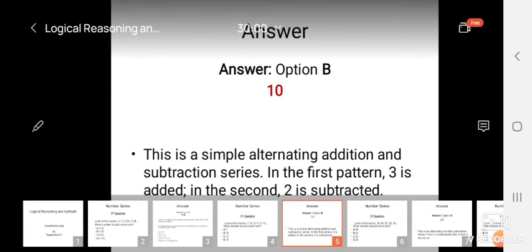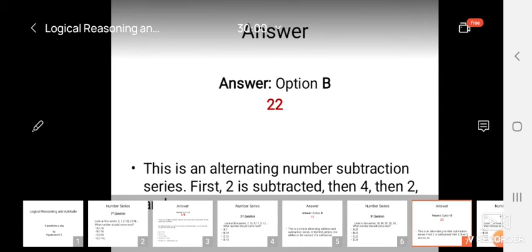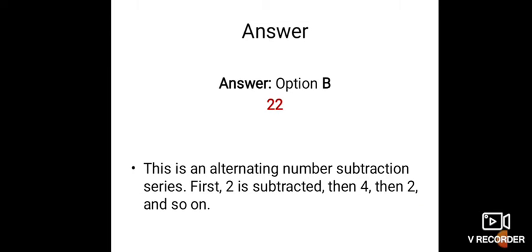And the next question is the third question. Look at this series 36, 34, 30, 28, 24. What number should come next? That is 20, 22, 23, 26. The answer is 22. This is an alternating number subtraction series. First 2 is subtracted, then 4, then 2 and so on.